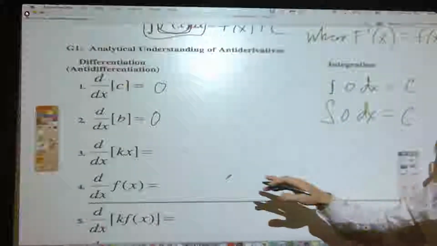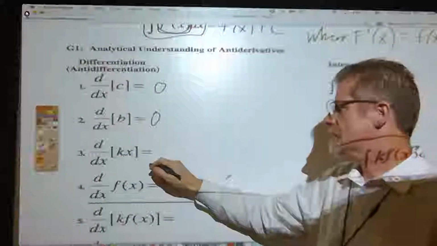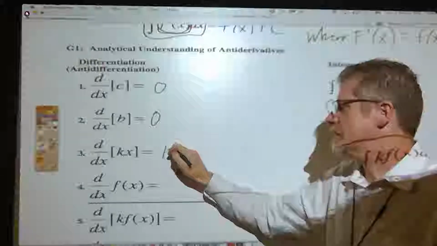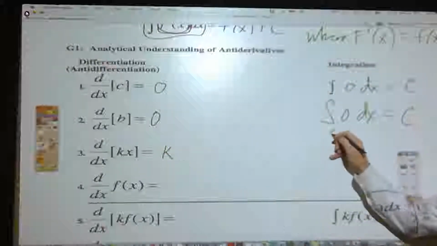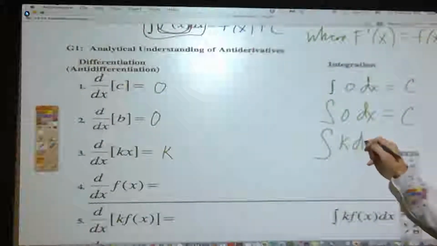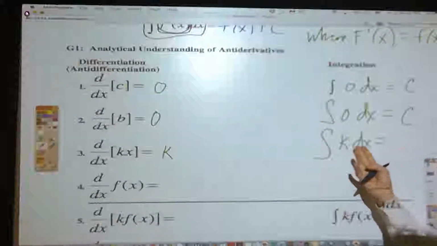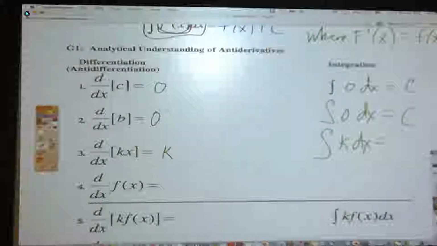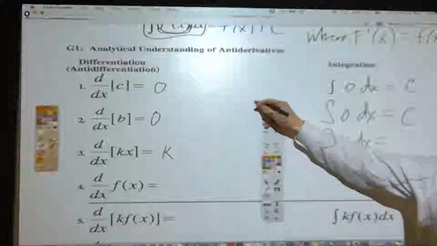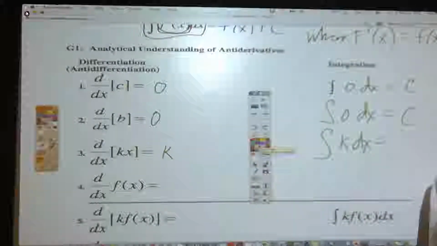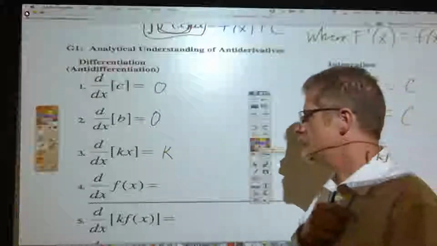How about kx? The derivative with respect to kx, like could be 5x, 6x, 7x, the slopes of all those lines are k. So now, what is the antiderivative of k with respect to x? Write down what you think the family of functions is whose derivative is k. Then check in with the shoulder partner. See if you can find a shoulder partner who agrees with your answer. You need a whole family of functions whose derivative is k.